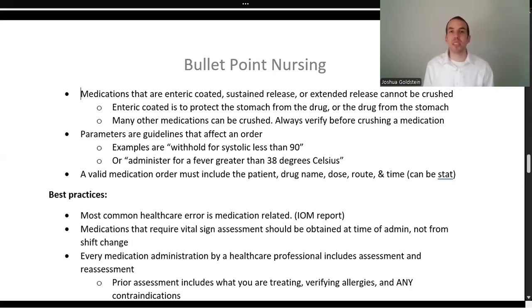So, for example, you're going to see this a ton on your future exams in pharmacology. For which of the following patients do you need to assess the BUN or creatinine before giving the drug? Those are two kidney labs, and those would be for drugs that are damaging to the kidneys. So prior to administration, you would assess what you're treating. If it's a headache, how's the headache? Assess that there are no allergies, and assess if there are any contraindications.